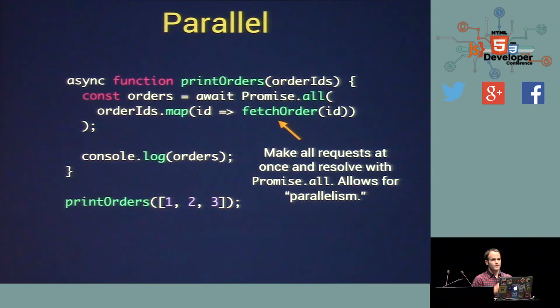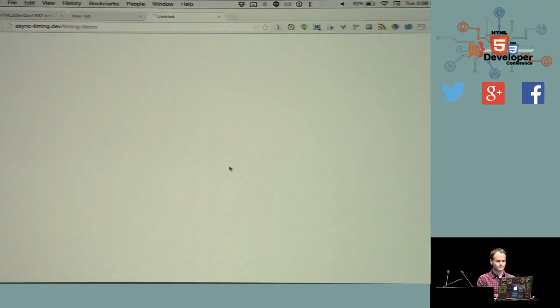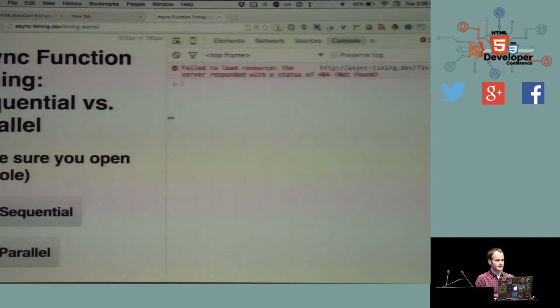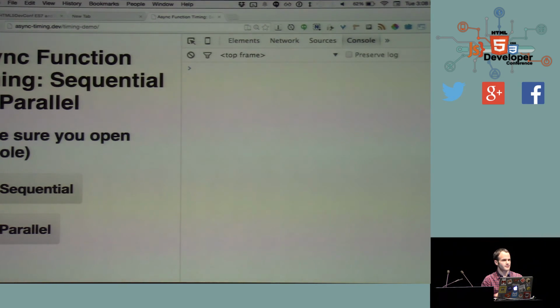Now, the reason why I stress this sequential versus parallel problem so much is I want to show you in a demo what could happen. Basically, I'm going to issue those same order requests. I have a server in the back end that is going to artificially set the response time for these orders. So let's first run the sequential example.